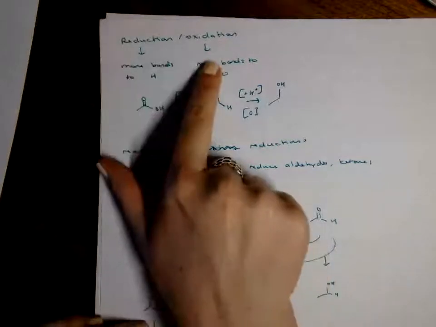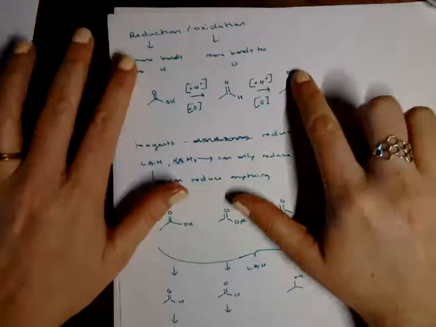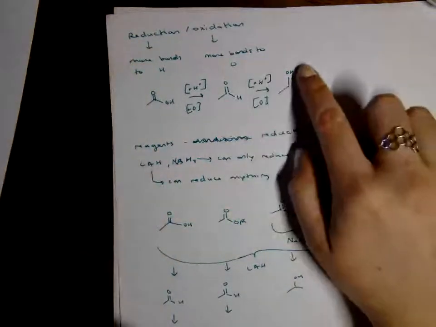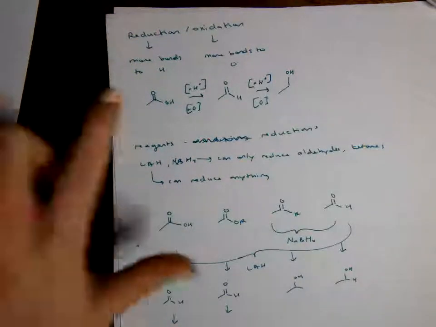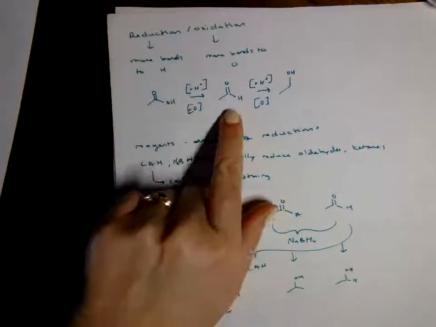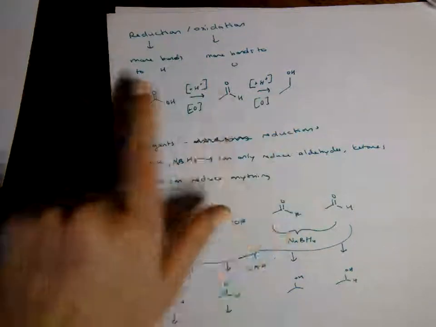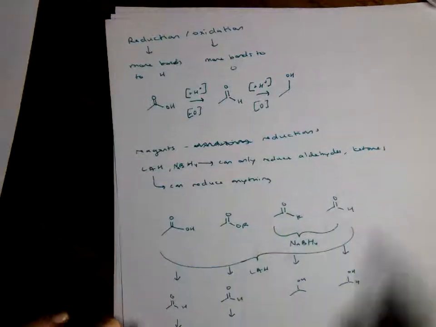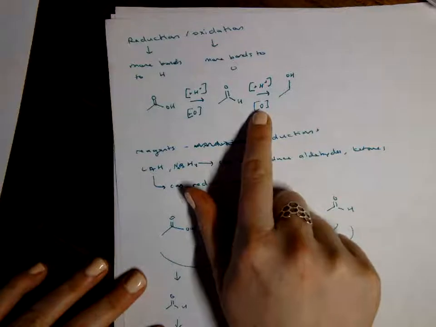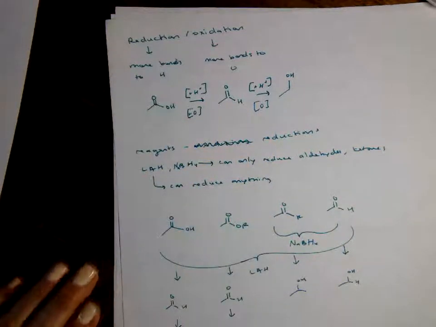So for reduction and oxidation here, I've defined them. So here's my definition. One makes more bonds to hydrogen, one makes more bonds to oxygen. And then I've done a note of, okay, so from carboxylic acid plus a hydrogen to an aldehyde plus a hydrogen to an alcohol, that's reduction. Going the other way, alcohol plus an oxygen to aldehyde plus an oxygen to carboxylic acid is oxidation.